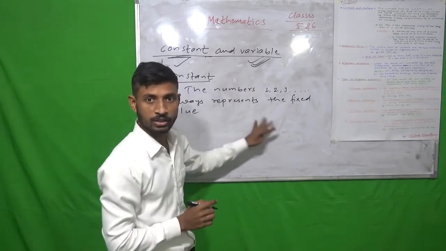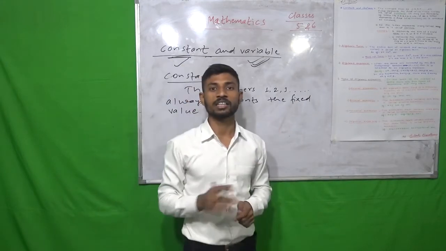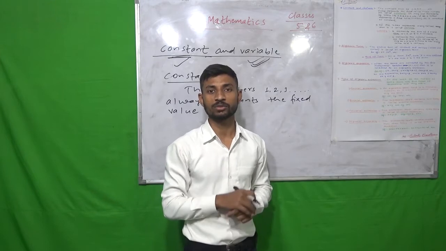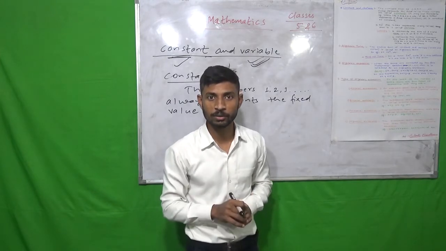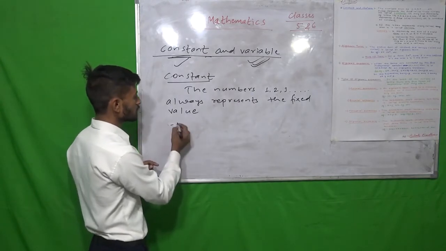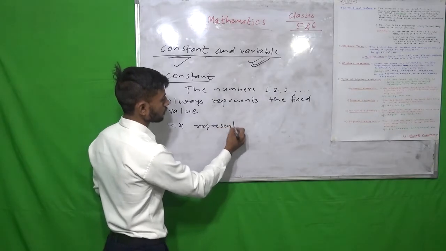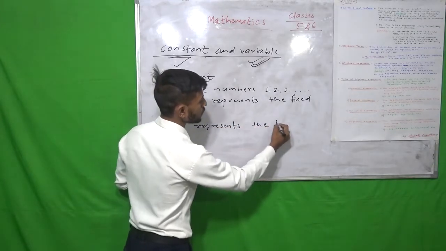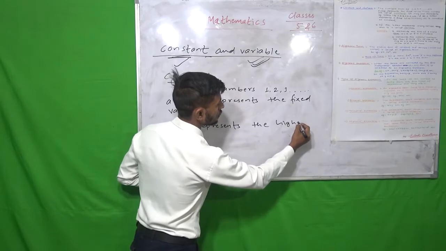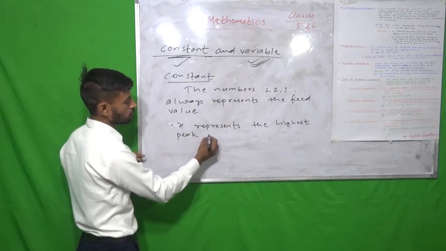Sometimes a letter also represents a fixed value, just like my age is X years and here X is 25, so it means my age is 25 years. Or suppose here X represents the highest peak of the world.